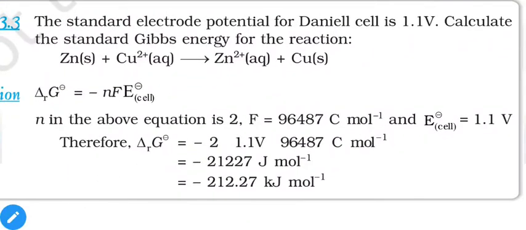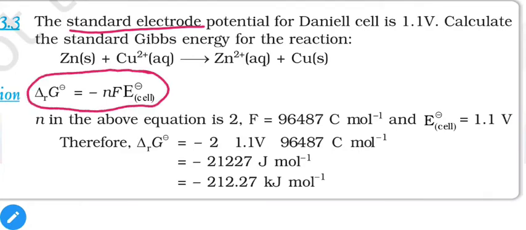The standard electrode potential of the Daniell cell is 1.1 volt, and we need the standard Gibbs energy for the reaction Zn(s) + Cu2+ gives Zn2+ + Cu(s). As mentioned in the question, we have standard electrodes, that means concentrations will be in unity. So we have to use the equation which represents standard Gibbs free energy: delta G is equal to minus nFE naught.